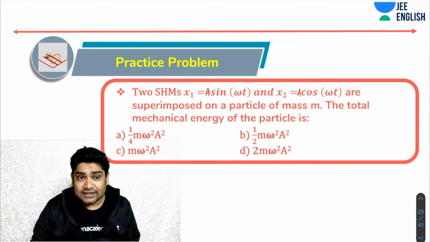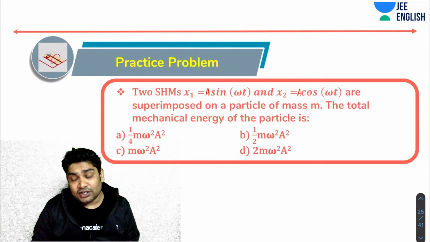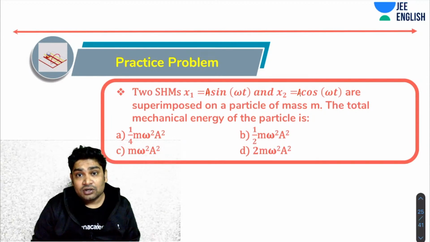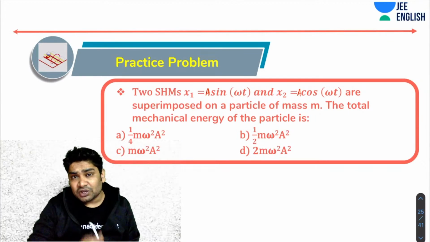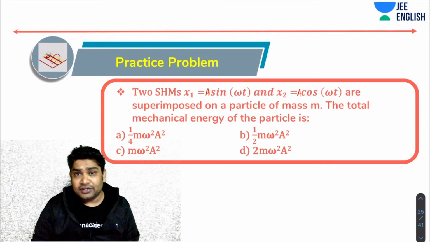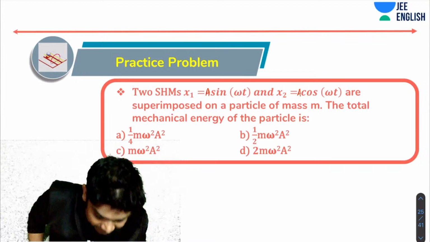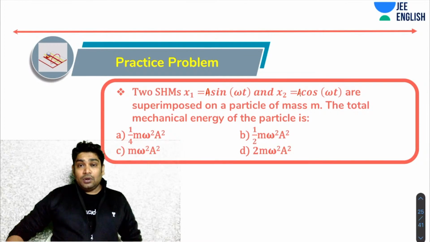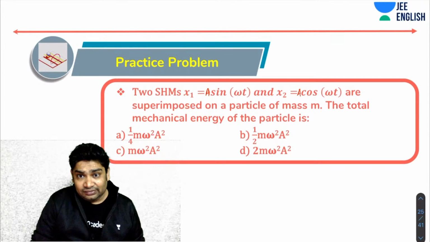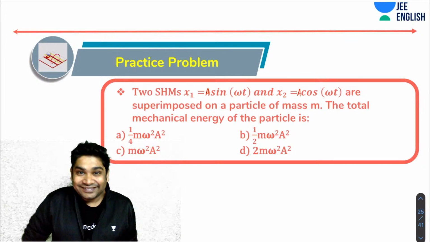So what do you think is the answer? As I told you, you could have used many logics. You could have used the logic that whenever you are using superposition, two things are mutually independent, so the energies associated with them are also mutually independent, and the total energy would simply be the sum of the individual two energies, right? That should give you a hint towards the answer. Now tell me, brother.